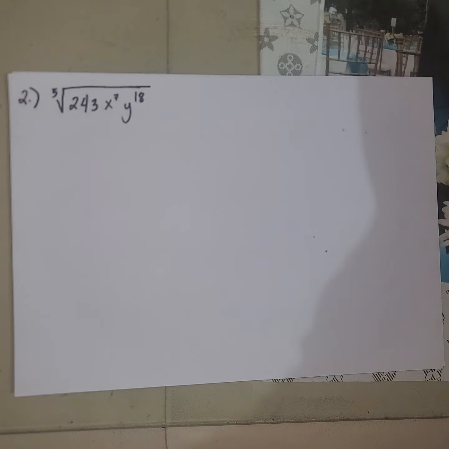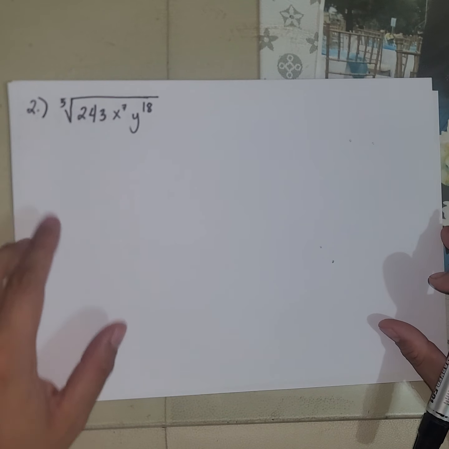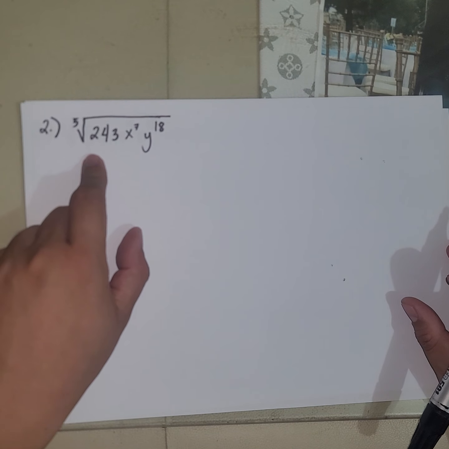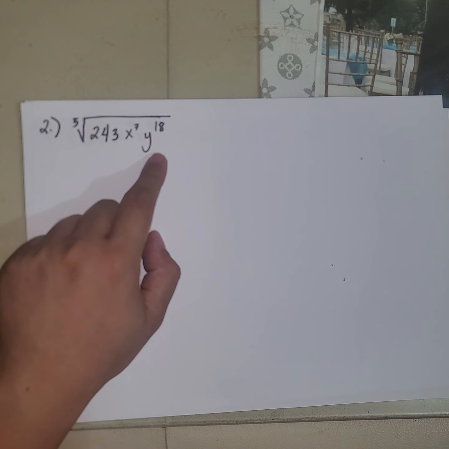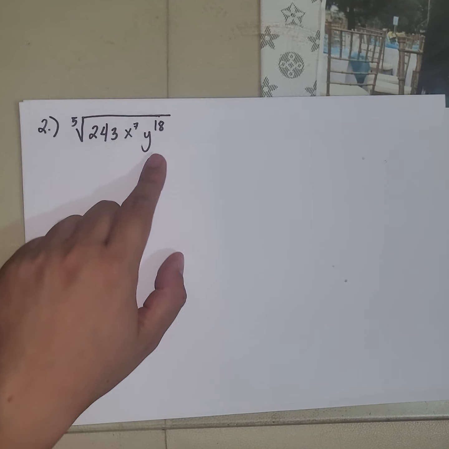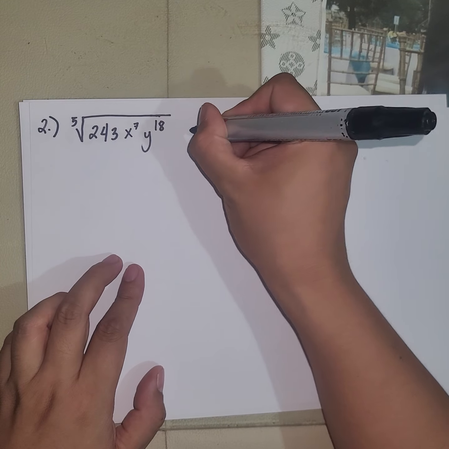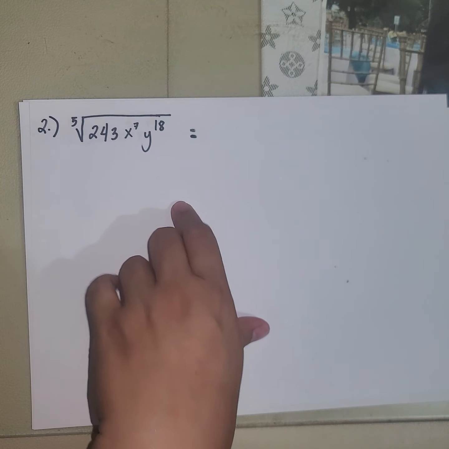Next, we have fifth root of 243 x raised to 7 y raised to 18. Now, ito ay naka-radical expression na. So, no need to transform it into exponential. Ang gagawin lang natin, we are going to simplify this expression. So, this is how we simplify this expression.